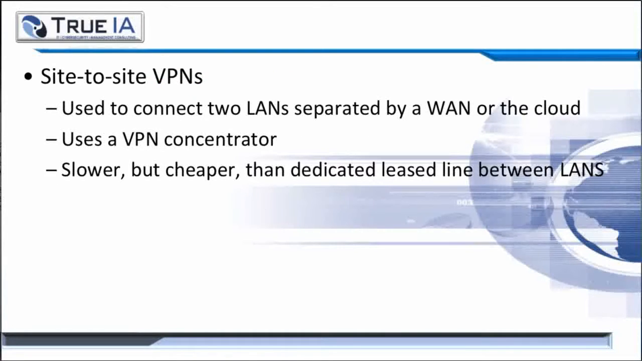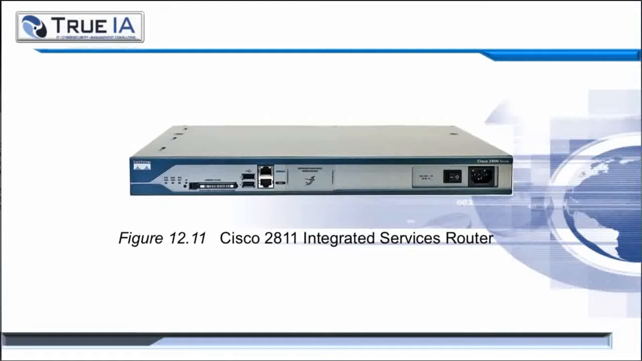This is what makes it possible to have site-to-site VPNs. They're used to connect two LANs separated by a WAN or a cloud. They're using a VPN concentrator, so knowing this, you know that they're using L2TP, or the Layer 2 Tunneling Protocol. It is a bit slower, however, it is less expensive than dedicated leased lines to accomplish the same end goal. Here's a look at a Cisco VPN concentrator, otherwise known as an integrated services router.